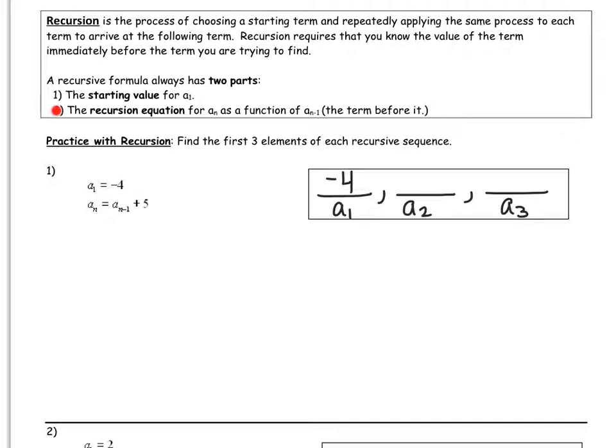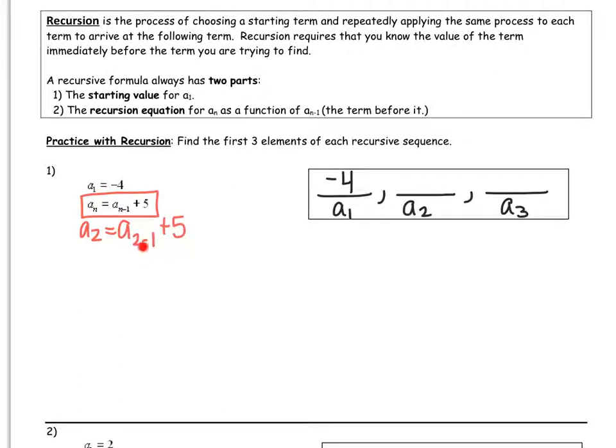And this is where I go to my second part. There's a recursion equation for a sub n as a function of a sub n minus 1, the term before it. So you may not have a full understanding of what this means just yet, so let's try to understand it. So I have the first term. The next term that I want to find is a sub 2. So given this equation, I want to find a sub 2. So notice how I plugged in 2 for n? I'm going to plug in 2 for this n over here. So I have a sub 2 minus 1 plus 5.